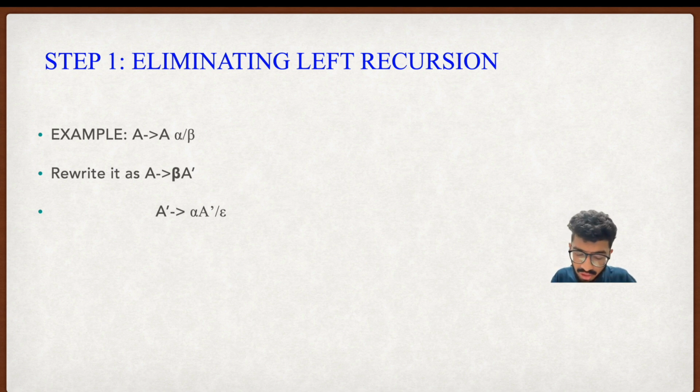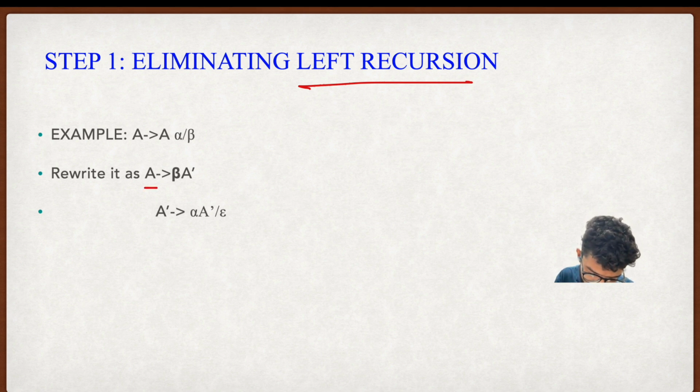In the elimination of left recursion, we have an example which stands for A tends to A alpha or beta. We can rewrite this as A tends to beta A dash. Then A dash can be said as alpha A dash or epsilon. So this is how left recursion is actually eliminated. The non-terminal is replaced with A dash, and subsequently we give a definition to A dash. This is how step one works for the predictive parsing table.